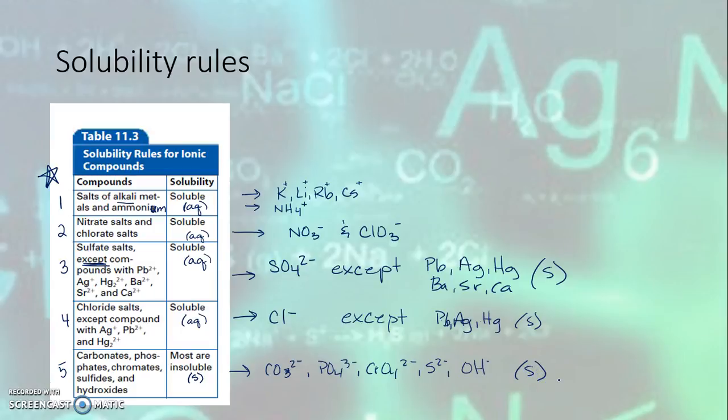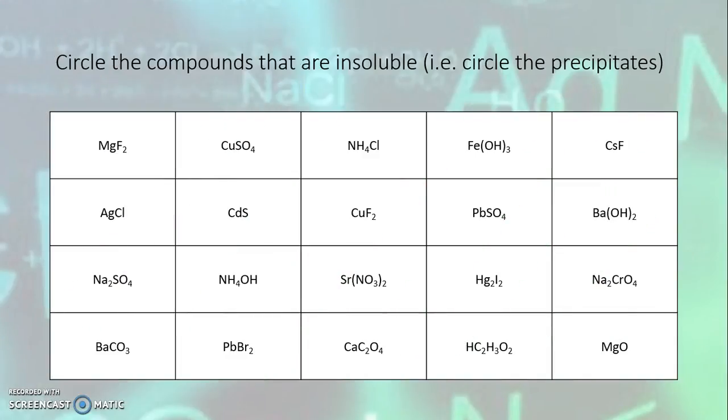Right? So it's very easy. All you do is you start at the top and you keep going down until you find a rule that fits. And if you can't find a rule that fits, we say it's aqueous. All right, so how do we use this? Well, circle the compounds that are insoluble. The ones that are not soluble are the ones that are going to be solids.